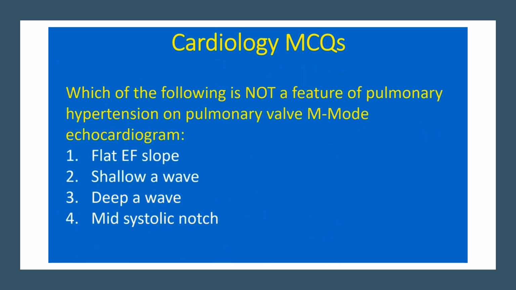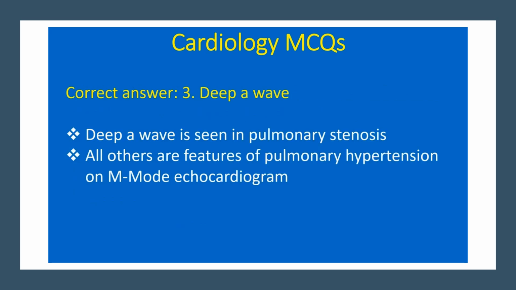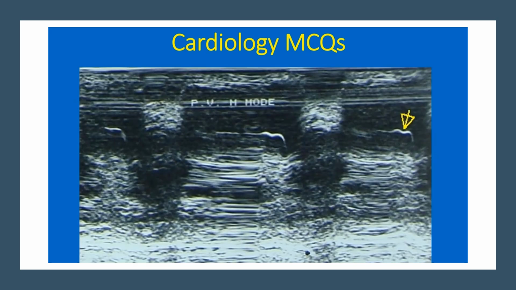Which of the following is not a feature of pulmonary hypertension on pulmonary valve M-mode echocardiogram? 1. Flat EF slope, 2. Shallow A wave, 3. Deep A wave, 4. Mid-systolic notch. Correct answer 3. Deep A wave. Deep A wave is seen in pulmonary stenosis. All other features are of pulmonary hypertension on M-mode echocardiogram. Pulmonary valve M-mode echocardiogram in pulmonary hypertension showing flat EF slope and a shallow A wave.